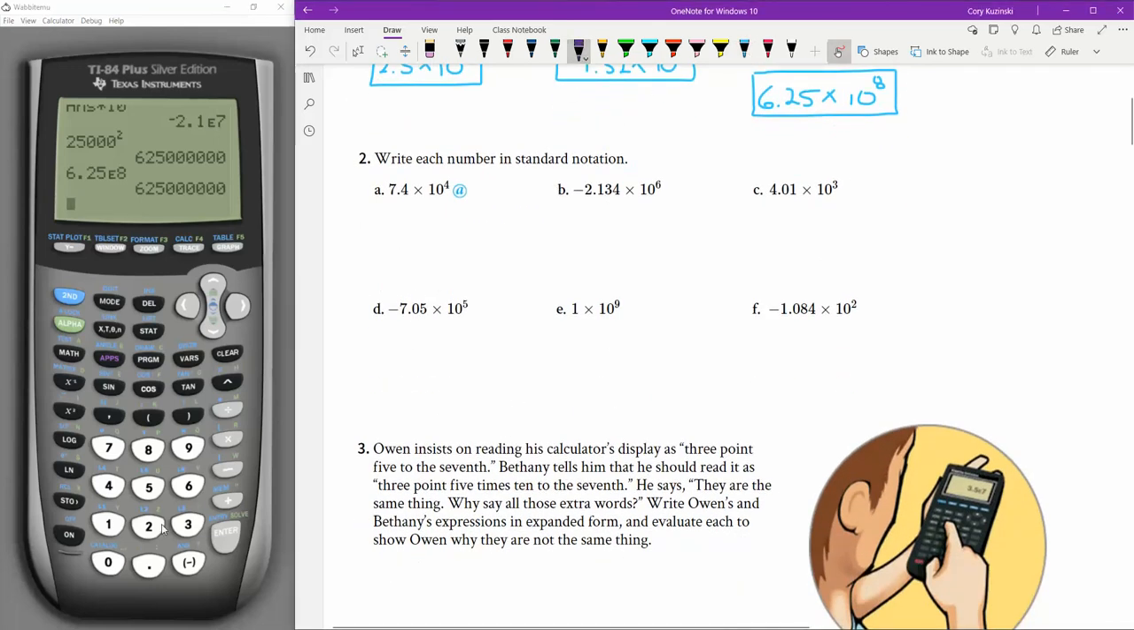7.4 times 10 to the fourth. 7.4 times 10, 1, 2, 3, 4 times. There it is. I don't think we need the calculator anymore though, because you can see that you just got to move that decimal place to the right 3 times. Beyond the 4, that's 1 place, and then add the 3 zeros, that's 4 total places. So this 4 right here, there's the 1, 2, 3, 4 decimal places right there that it had to move.